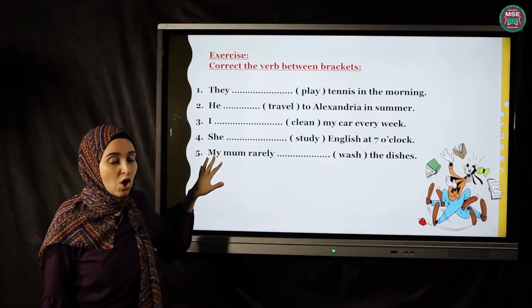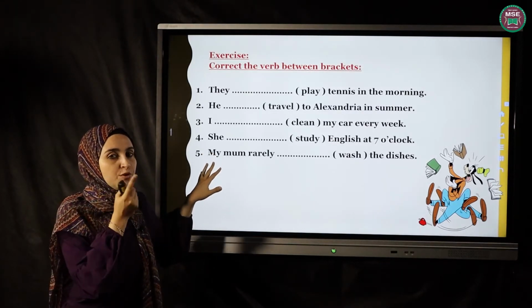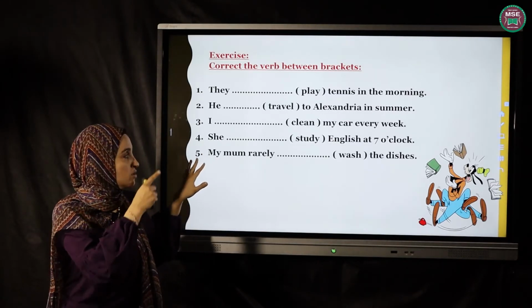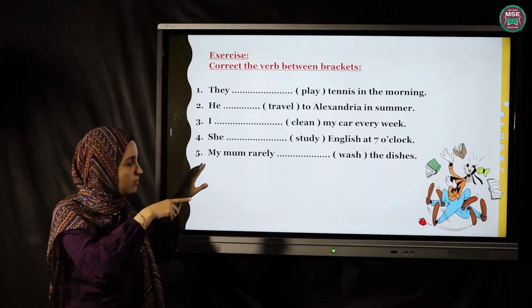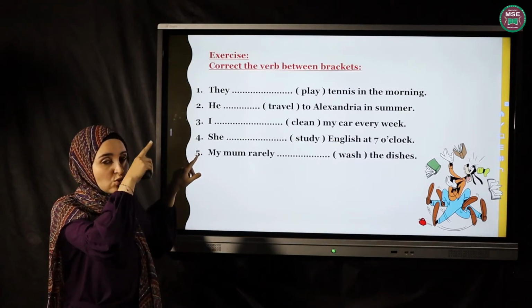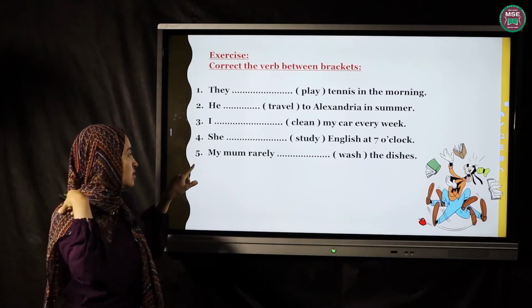Yes, it ends with Y. So I look to the letter before Y. It's a consonant, not a vowel. So I cross the Y because I have she here. I cross the Y and change it to I-E-S.